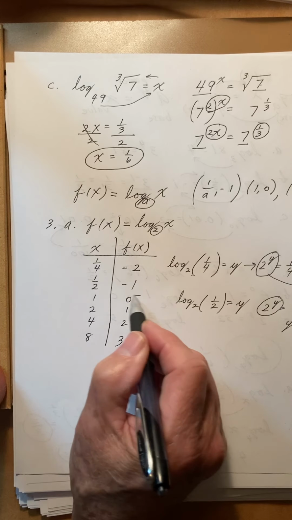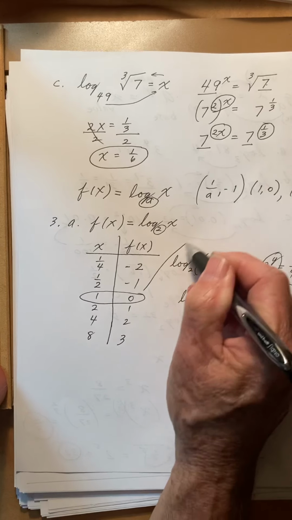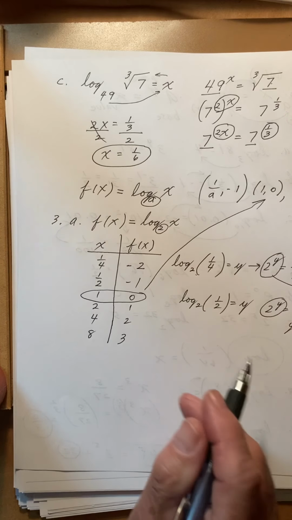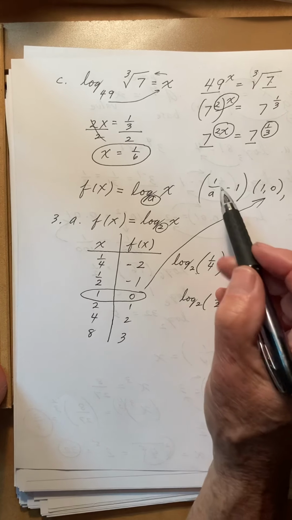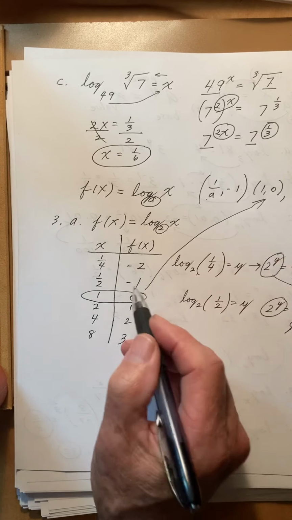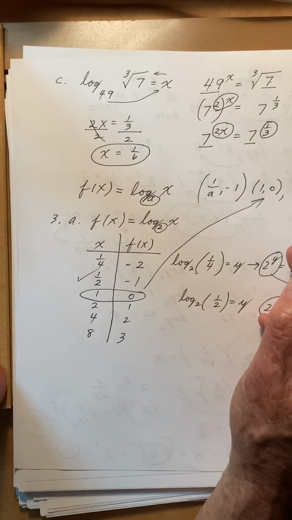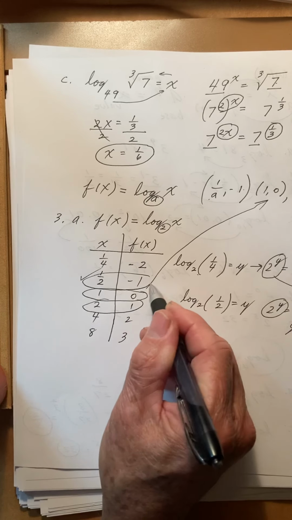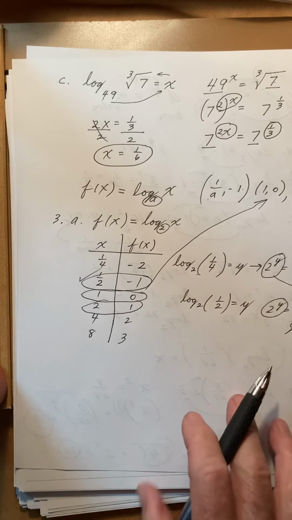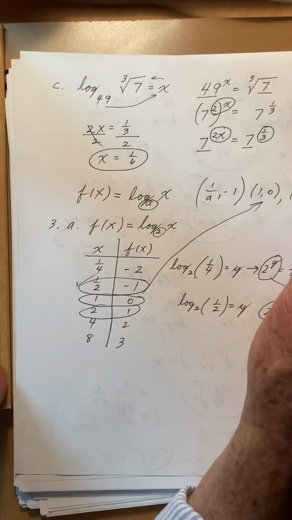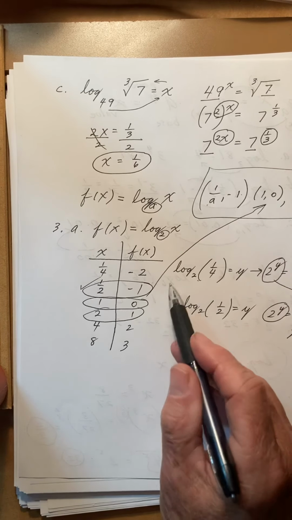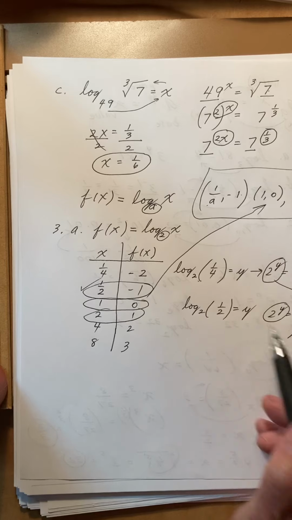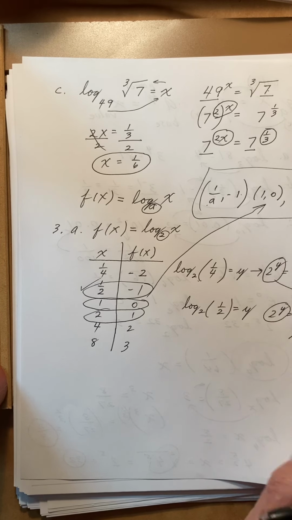This point right here, the 1 and the 0, is one of the 3 that I mentioned up there. The 1 over 2, the negative 1, is this point, and the 2 and the 1 is this point. So these 3 points right here, we can get by using this pattern right here. And we don't have to actually work it out doing it this way. So either way you can get it.